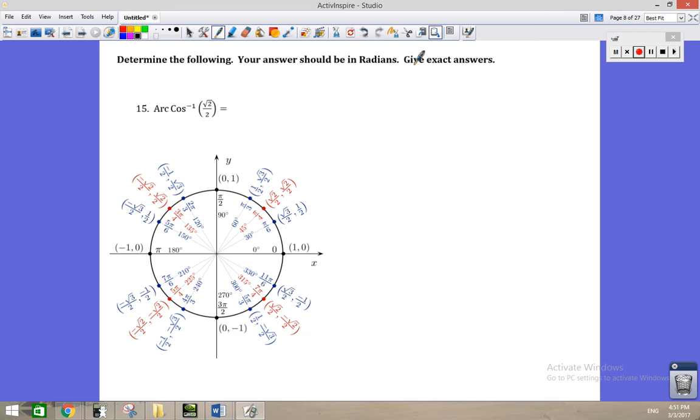Arc cosine uses the upper half of the unit circle. We're looking for an x coordinate of radical 2 over 2, and we find it right there at pi over 4.